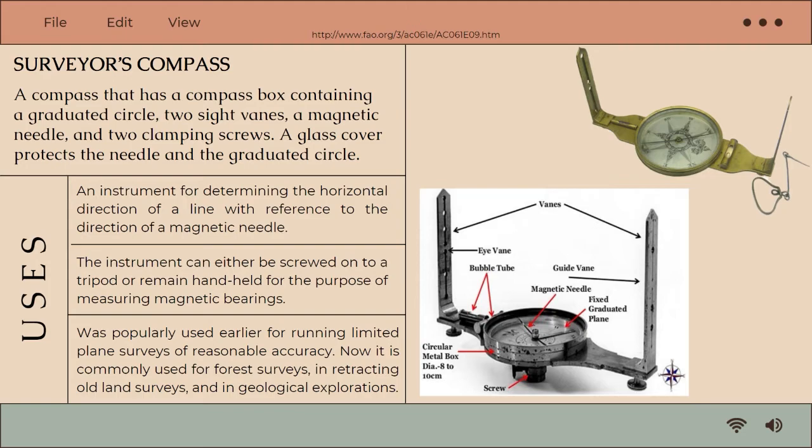It was popularly used earlier for running limited plane surveys of reasonable accuracy. Now it is commonly used for forest surveys, in retracing old land surveys, and in geological explorations. For the surveyor's compass, we have the vanes here, guide vane, magnetic needle, fixed graduated plane, screw, circular metal box, and a bubble tube.